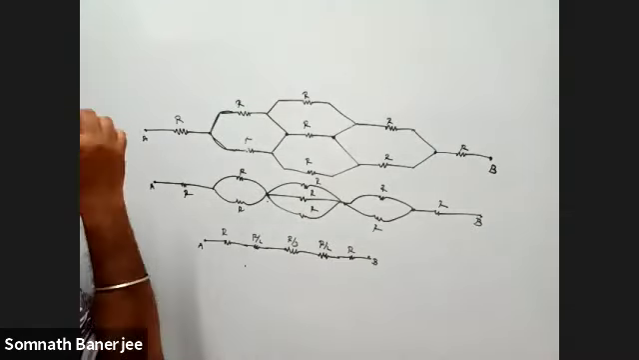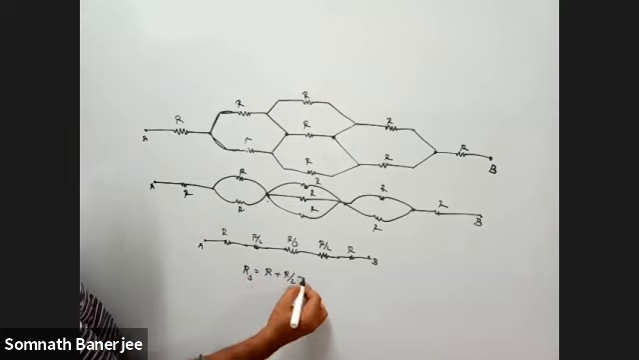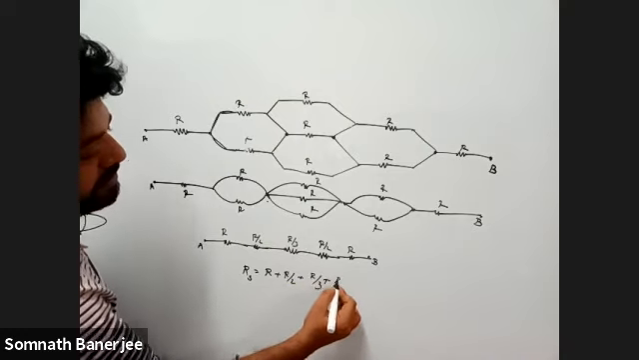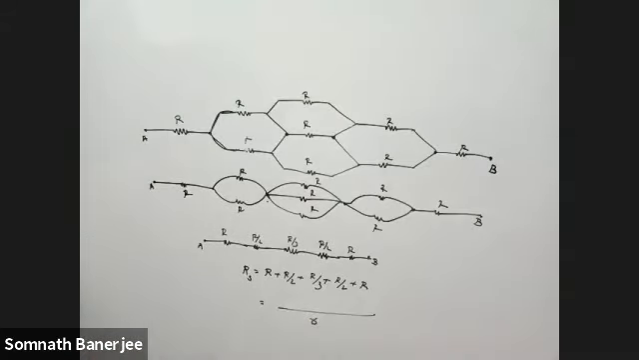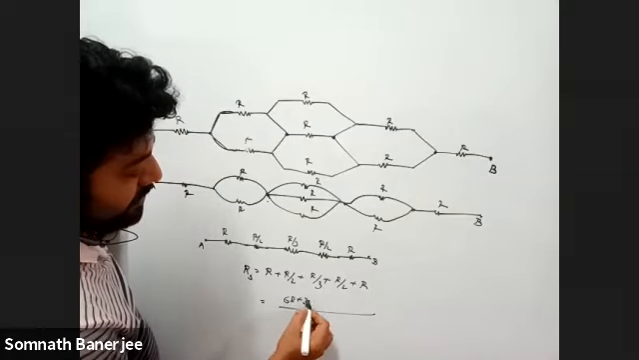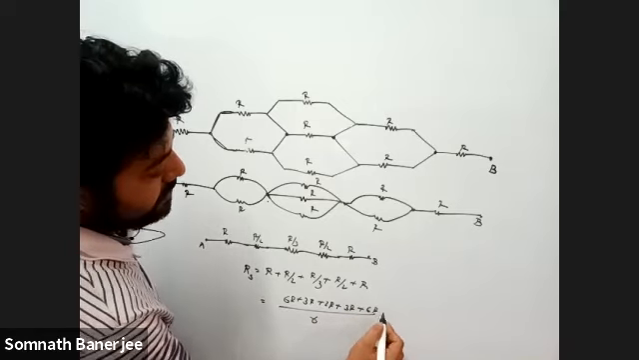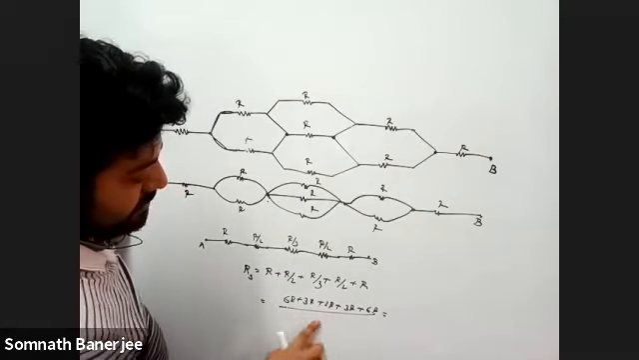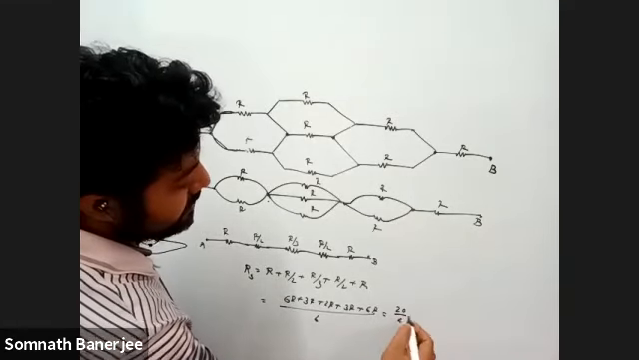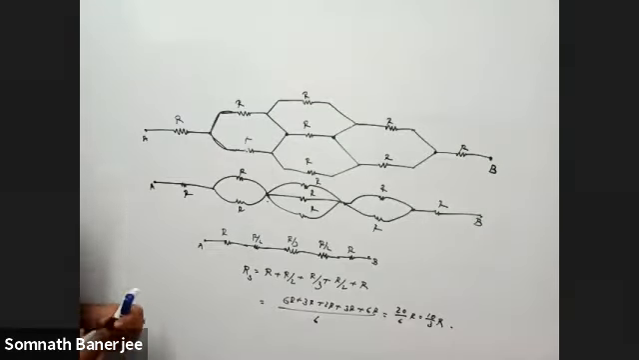In series you just add them. So R + R/2 + R/3 + R/2 + R. 6 is the LCM. Taking 6 as the LCM, we get (6R + 3R + 2R + 3R + 6R)/6. So 6 + 3 + 2 + 3 + 6 is 20, so 20R/6, that is 10R/3. R is the resistance. Hope you understand.